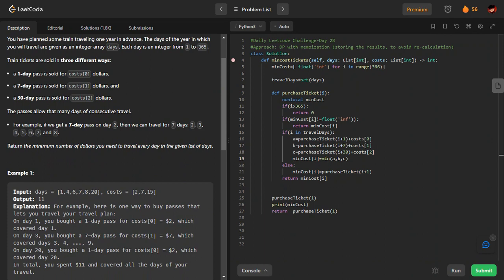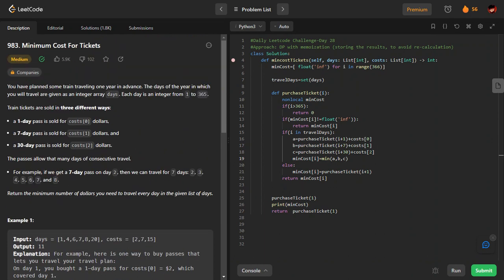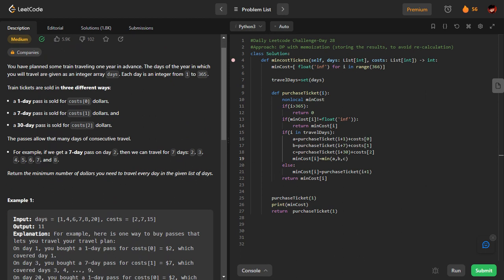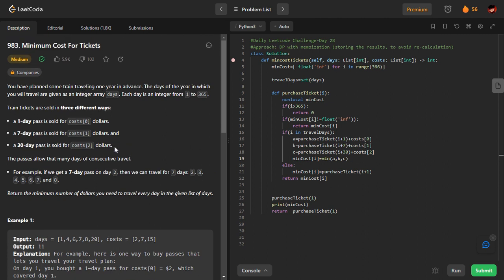We need to travel on some of the days. The year has 365 days according to this question, and we need to travel on some of the days. For example, in this question, I need to travel on the first day, fourth day, sixth day, and 20th day of the year, right? I need to travel on some of the days, and there are three kinds of passes available. For traveling, I need some passes, right?